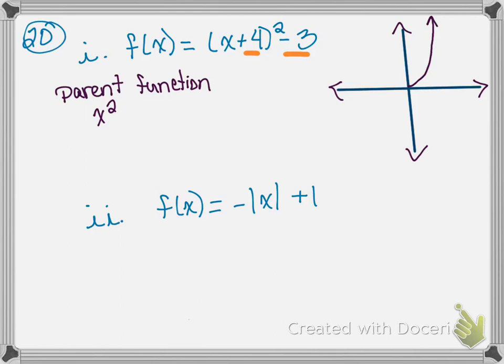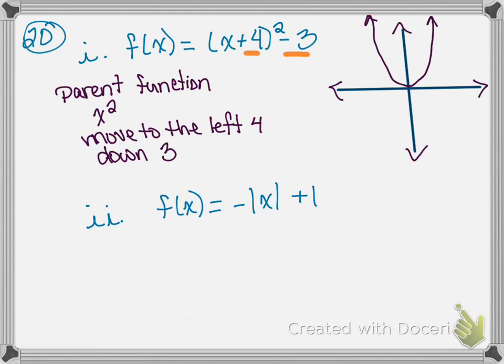It's going to look similar to this. This is definitely not perfect. I'm just sketching. So that's my parent function. Now, remember when we are inside the parentheses with the x, we are opposite in value. So this is going to move to the left 4 units. And that is like negative. Okay, so our vertex is going to move to the left 4 units, and then we are going to move down 3. So we're moving to the left 4 and down 3.